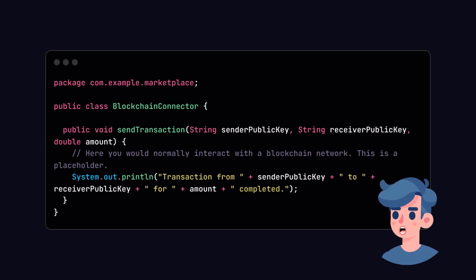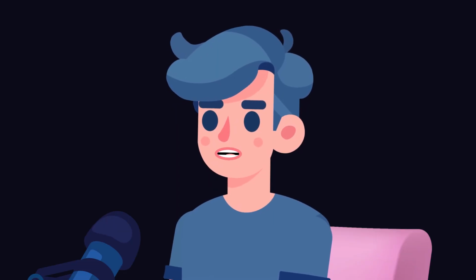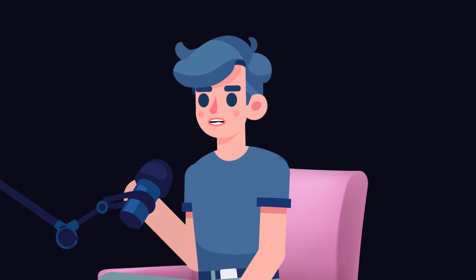Now, let's implement the BlockchainConnector class, which will handle our interactions with the blockchain. The BlockchainConnector class currently just simulates sending transactions. In a real-world scenario, you would use a library such as Web3j to connect with an Ethereum network to execute smart contracts.